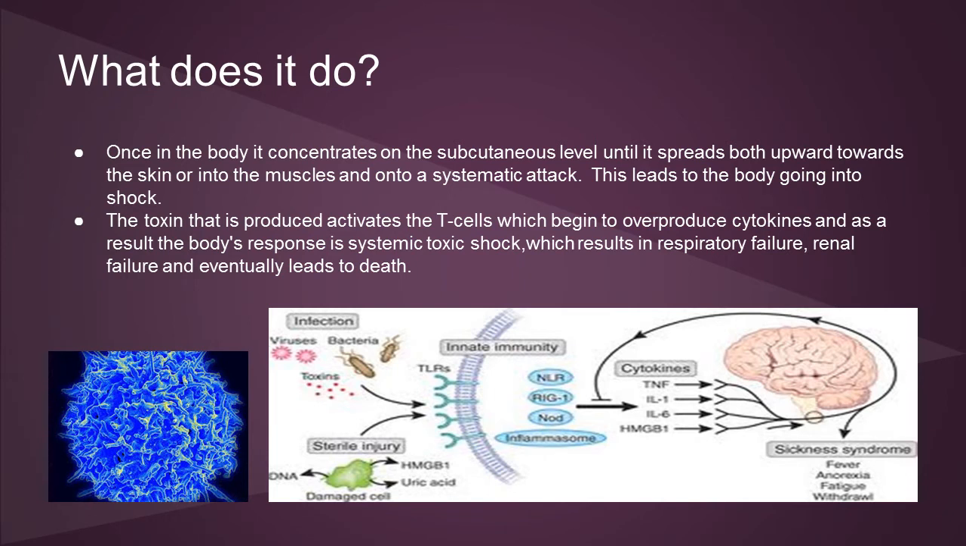Once in the body, it concentrates on the subcutaneous level until it spreads both upwards onto the skin or into the muscles and has a systemic attack. This leaves the body going into shock. The toxin that it produces activates the T cells, which begin to overproduce cytokines, and as a result, the body's response is systemic toxic shock, which results in respiratory failure, renal failure, and eventually leads to death.